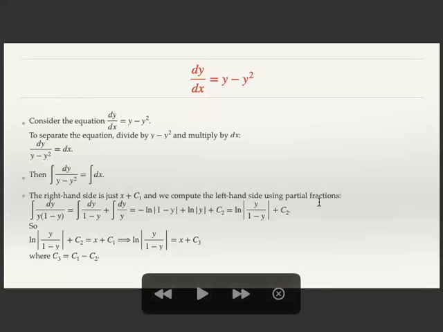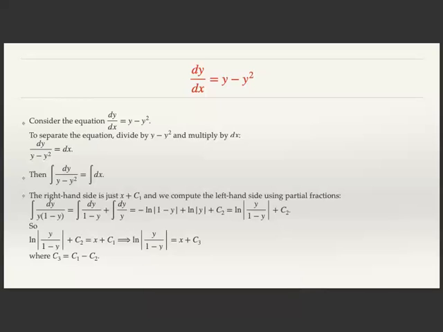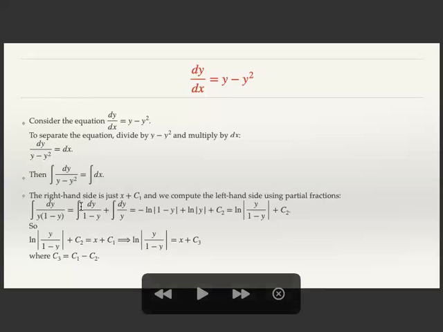So now let's compute the integral of dy over y minus y squared. In order to do that, we need to use the partial fraction decomposition for the left-hand side. So 1 over y minus y squared is equal to 1 over 1 minus y plus 1 over y. This is what you get if you use the partial fraction decomposition. Then we know how to integrate dy over 1 minus y, and we know how to integrate dy over y. Both of them give natural logarithms. The integral of dy over 1 minus y is minus natural log of absolute value of 1 minus y. The integral of dy over y is the natural log of absolute value of y.